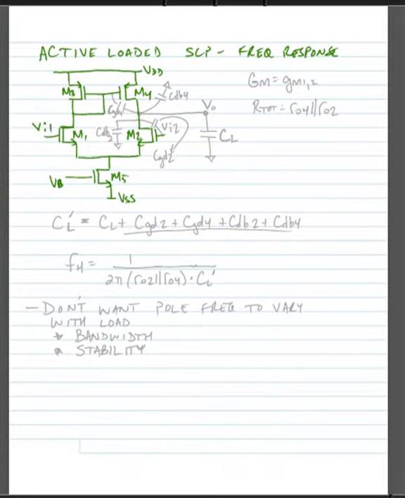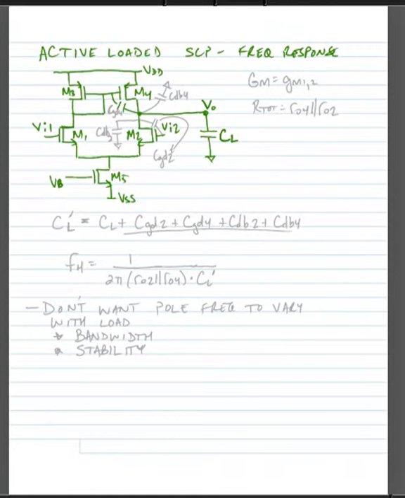So here's our input, VI1, and our other input, VI2, and of course we take our output from between transistor M2 and M4. Now oftentimes we're going to connect this to another circuit, and that other circuit might have some capacitance that we'll call CL, or load capacitance.